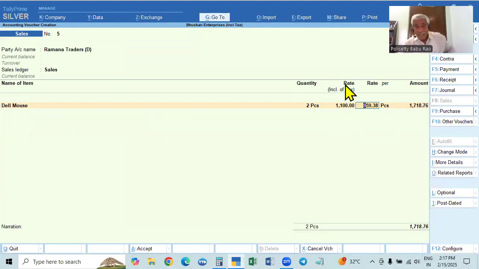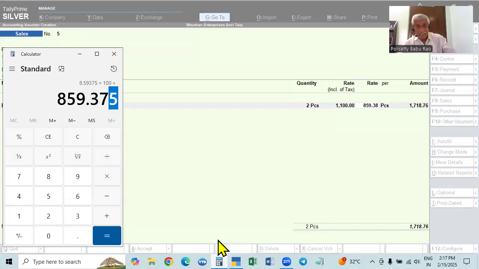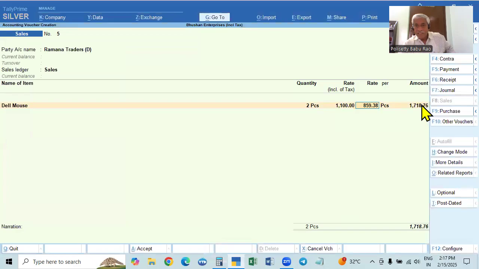This is the rate inclusive of tax. In this, tax is also included. So if you give this one, automatically it will calculate like this. So if it is 18%, it will take 1,000 rupees divided by 118. If it is 28%, 100 plus 28, that will be this one into 100. This will be the taxable value. So the taxable value 859.38 is taken.